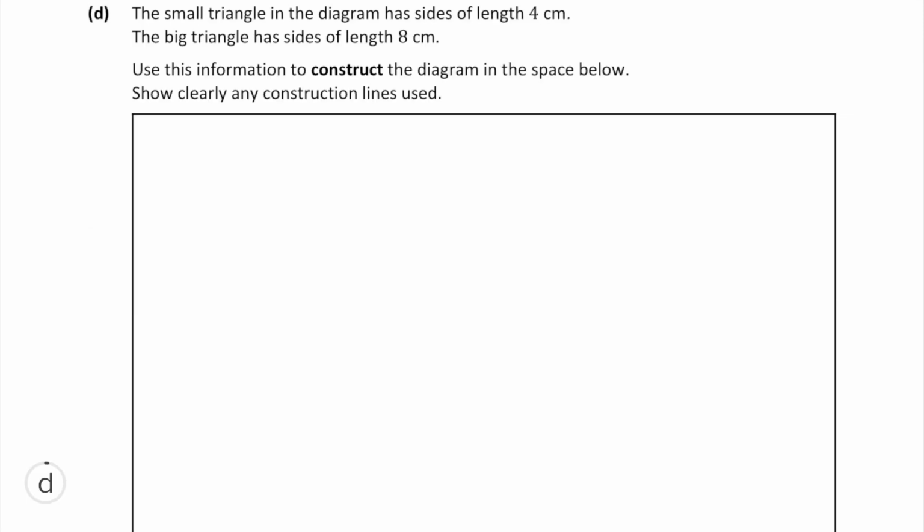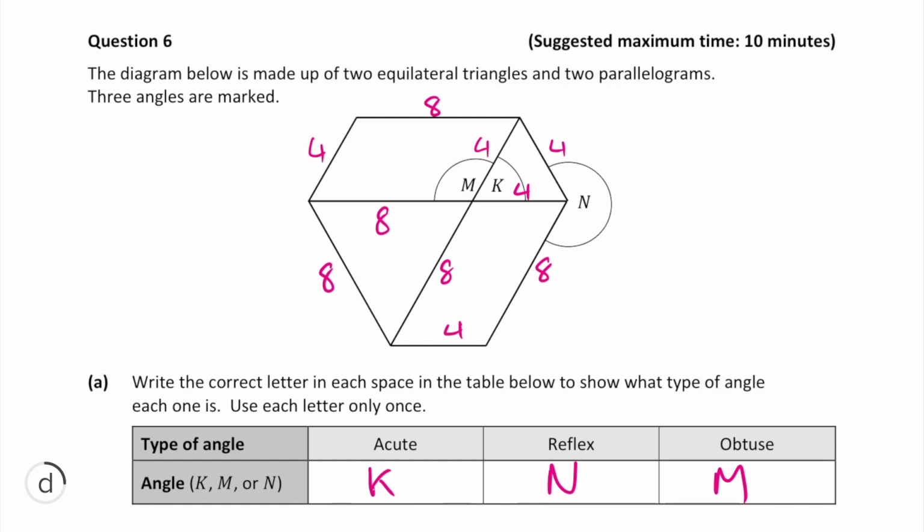Finally, in part D, we're told that the small triangle has side length of 4 cm, and the big triangle has side length of 8 cm. We have to use this information to construct the original shape from the start of the question. Looking back at the original diagram, we can fill in the side lengths, and when we do this, we realize that the base of the small triangle is equal to the width of the parallelogram, and the base of the big triangle is equal to the length of the parallelogram.